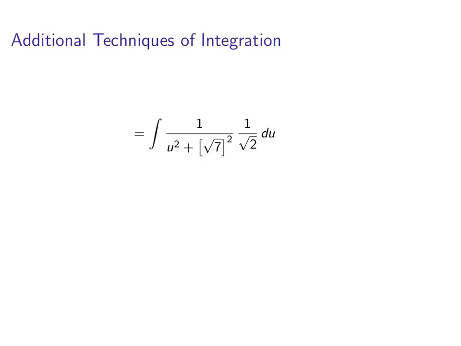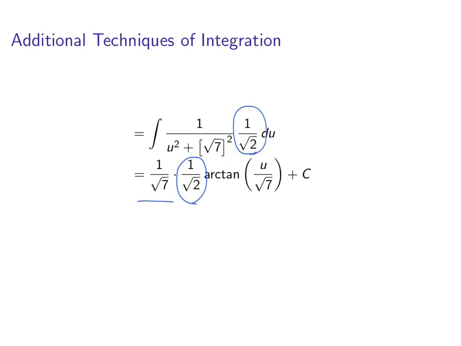And, okay, so forget about this. This is just going to come along for the ride because it's a constant. But for the rest of it, this piece here, finding an antiderivative is actually something that we should know because we have a formula for that. So we're actually going to get this. So we have 1 over root 7 times 1 over root 2. Now keep in mind that the 1 over root 2 just came along for the ride. That was from here. The rest of it, we'll see in a moment which formula we're using. So we're really getting 1 over root 7 arctangent of u over root 7 plus c.